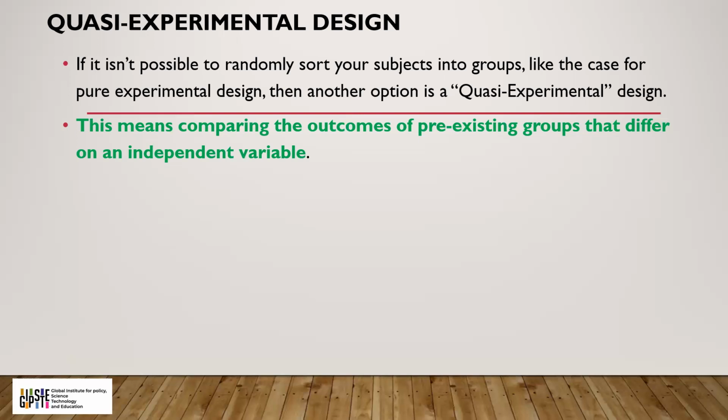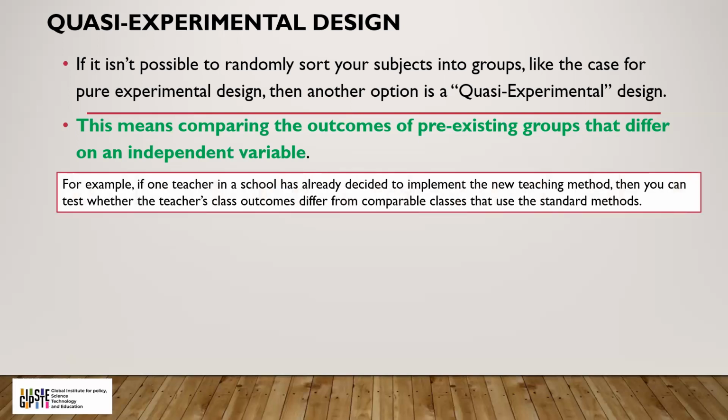So in the main experiment, you need two groups to compare the outcome. But for quasi, you don't manipulate anything. The groups have already been created. So this means comparing the outcomes of pre-existing groups that differ on the independent variable. The independent variable is the treatment that you are looking at, to see if it has a significant impact on the dependent variable. For example, the treatment will be the mentoring program. Then you compare the outcome of the mentoring program to that of those who didn't partake in the mentoring program.